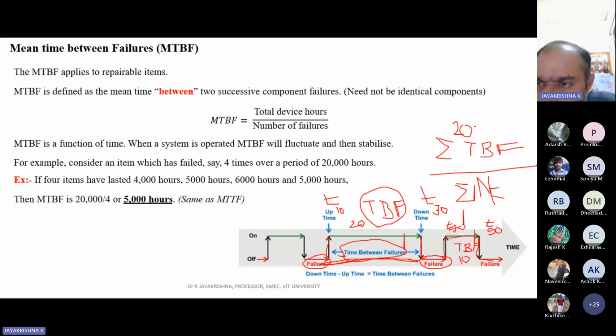Summation 20 plus 10. How many failures have we faced here? Two. So 20 plus 10 is 30, and 30 divided by 2 is 15. Okay? So that's how we should calculate mean time between failures.